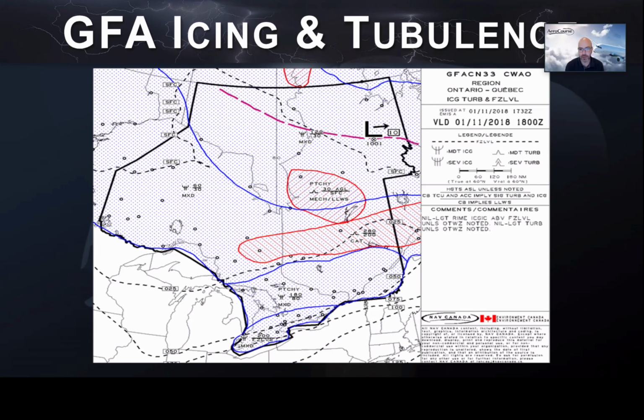All right, the icing and turbulence one. So the other 3 GFAs will look like this. The point is the nose. The way it's formatted on the right is pretty much the same. You're still going to have a title box. You'll have the validity and issuing times.